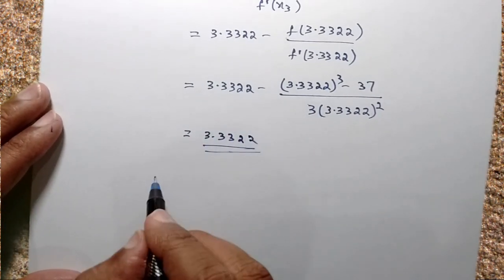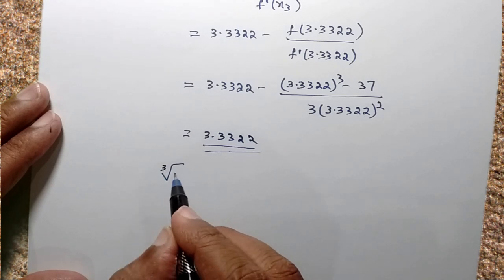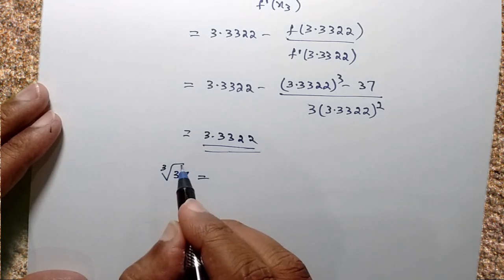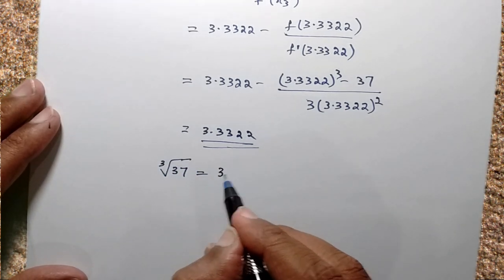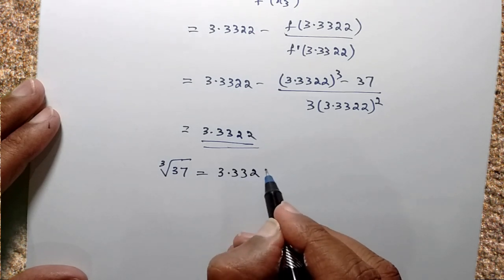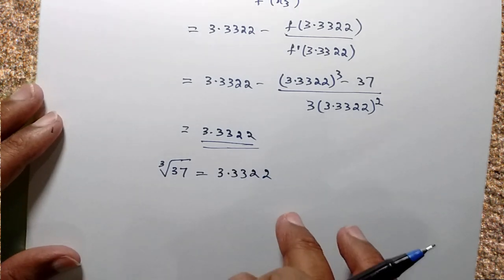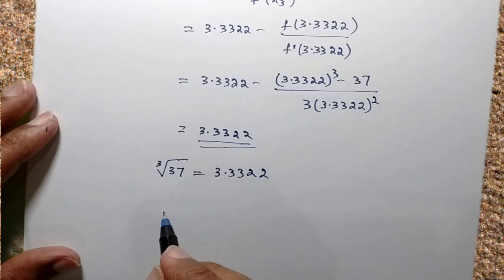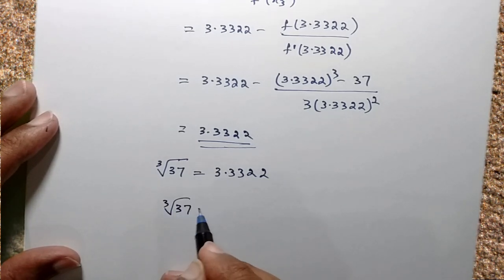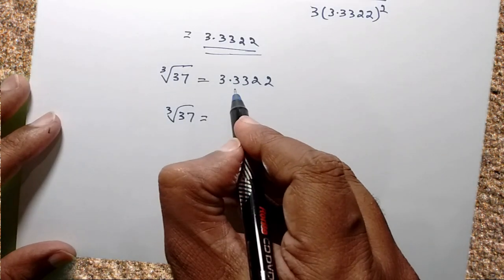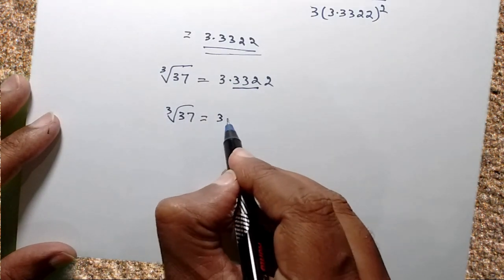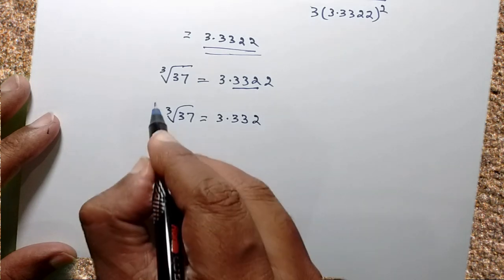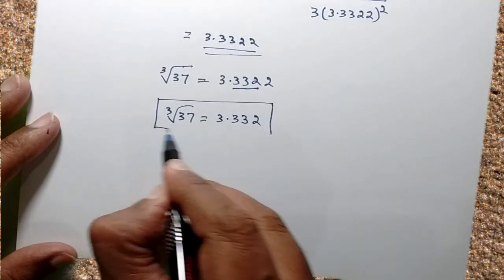So what are we finding? We are finding out the cube root of 37. That was the question. So the cube root of 37 is 3.3322. So that is the required solution. We have got the cube root as 3.3322, but he is asking us to write down the solution only up to 3 decimal places. So just take only 3 decimal places. So 3.332. That will be the required solution.